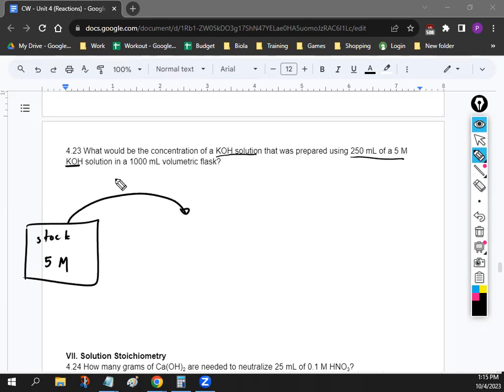So you take out 250 mils of your stock solution and put it into a 1,000 milliliter volumetric flask. Is it a volumetric flask? Yes. So you're just putting in 250, and your final volume will be 1,000.